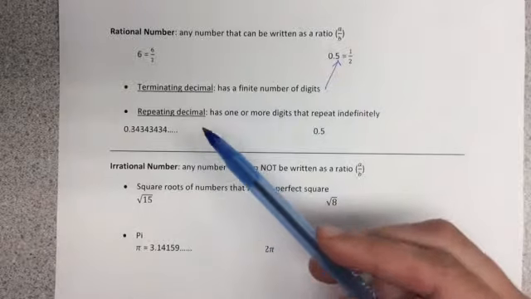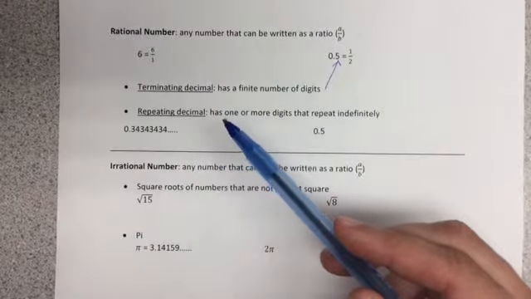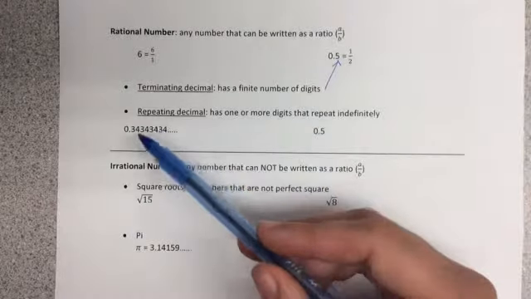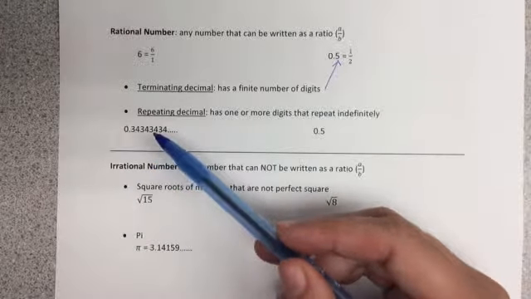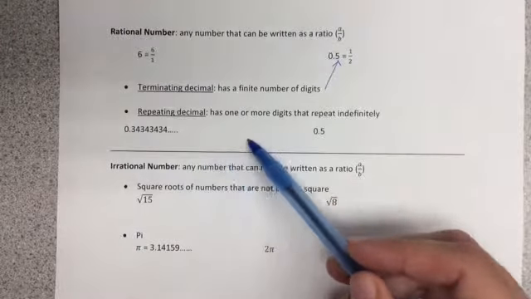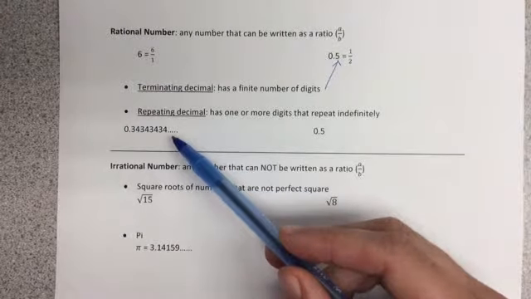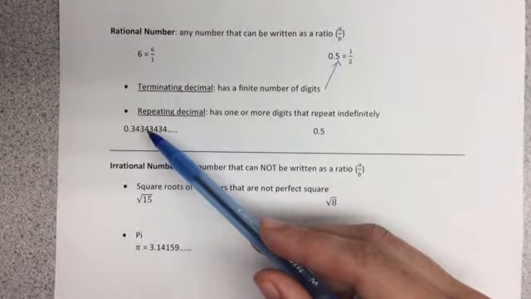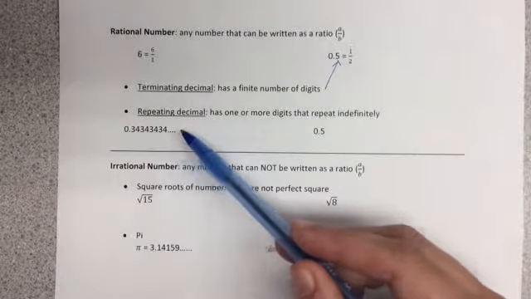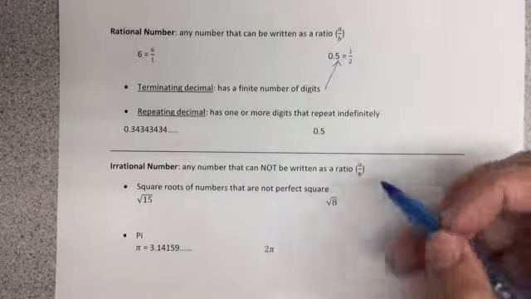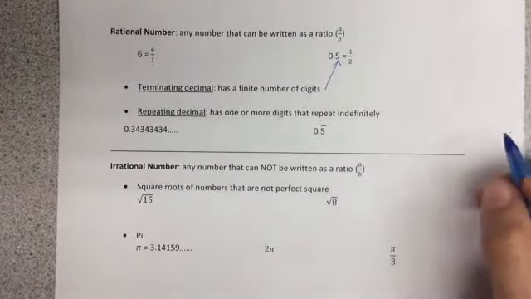And your second example is a repeating decimal. This is a decimal that has one or more digits that repeat indefinitely. So in this case, we have 0.34343434, and then these dots at the end mean it goes on forever. This is a rational number even though it goes on forever because it repeats. It has this pattern, so we would be able to know what the 1000th digit of this number is because of that pattern.